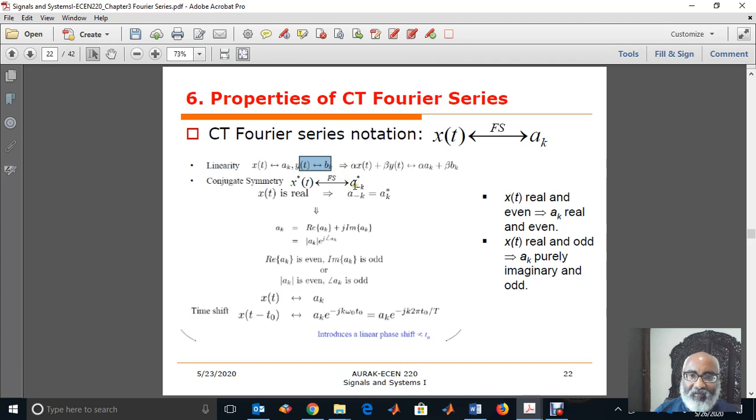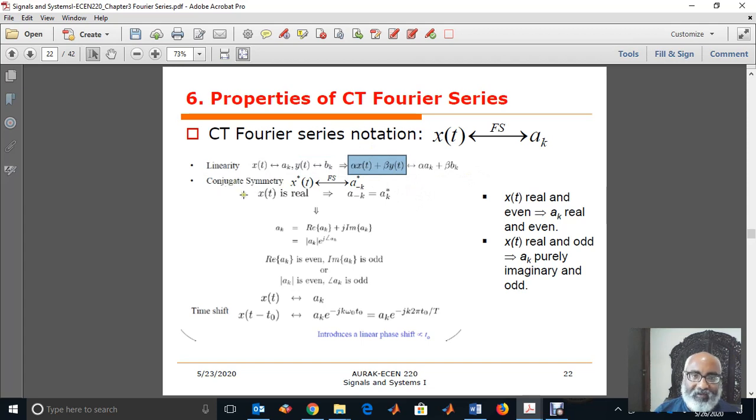Then if I have alpha times x of t plus beta times y of t, so I have another signal which is a combination of x of t and y of t, then the Fourier series representation of this combined signal is alpha times a_k plus beta times b_k. Linearity property.